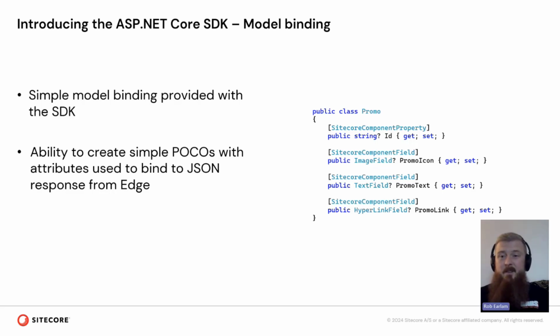And you can see, really, you're just building dumb POCOs. They're really, really simple. You'll notice each of the fields has an attribute on there. And that's used to basically tell the SDK where in that giant wall of JSON that gets returned from Edge to pluck that individual field's value from and populate that object with. Anyone who's worked with things like Newtonsoft.Json or System.Text.Json, this kind of model of working is going to be really familiar.